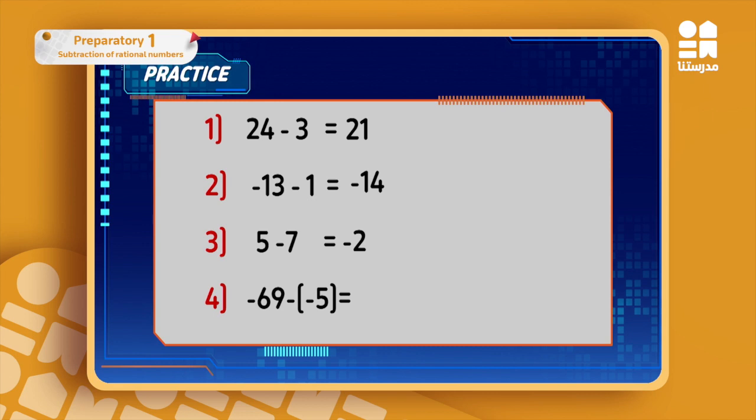Negative 69 minus negative 5. Do you remember our deal? When I have two negative signs, عندنا هنا إشارتين, negative and negative. So I'm going to write it as positive. يبقى negative 69 plus 5. في الحالة دي عندنا different signs. Sign of bigger then subtract. The bigger number is 69. So I'm going to put its sign which is negative and then subtract 69 minus 5 which is 64. So the answer is negative 64.